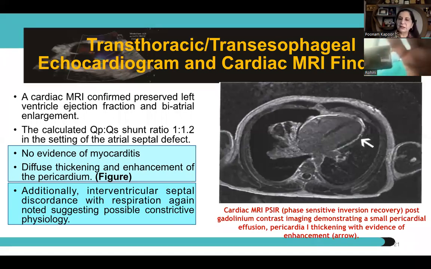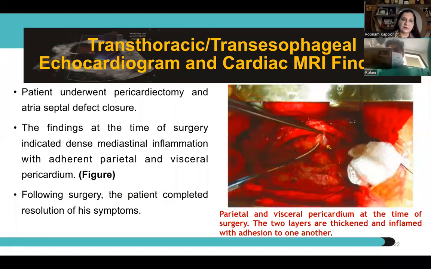We did a cardiac cath on this patient because of the septal bounce, the increase in the medial velocities more than the lateral velocities, no evidence of myocarditis, diffuse thickening and enhancement of the pericardium as shown in the gadolinium contrast imaging, and interventricular septal discordance, which you can very nicely appreciate here in the MRI itself. All of this suggested constrictive pericarditis physiology. This patient underwent a total pericardiectomy and closure of the atrial septal defect.